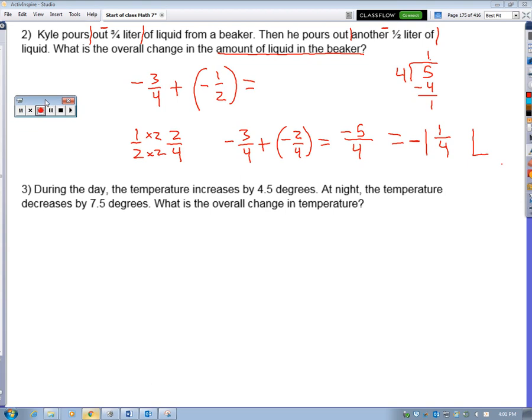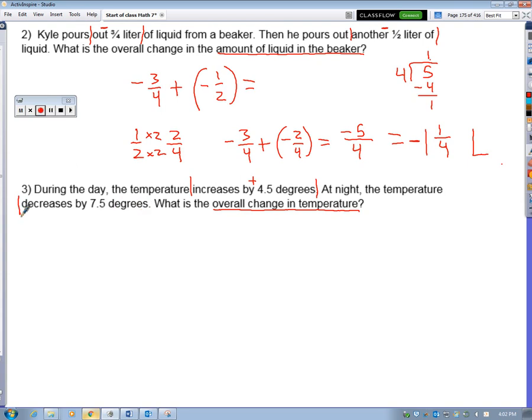During the day, the temperature increases by 4.5 degrees. At night, the temperature decreases by 7.5 degrees. What is the overall change in temperature? That's what we're trying to find. Check out this story. See, it tells you during the day, the temperature went up. Alright, increasing, that's positive. At night, the temperature decreases. It went down by 7.5 degrees.